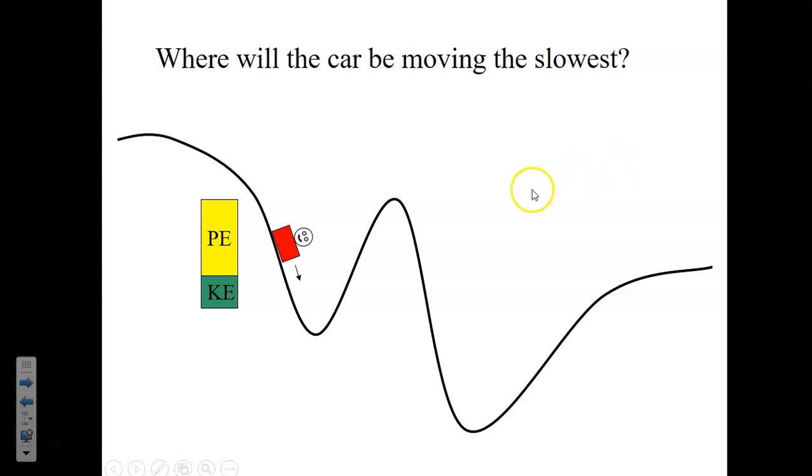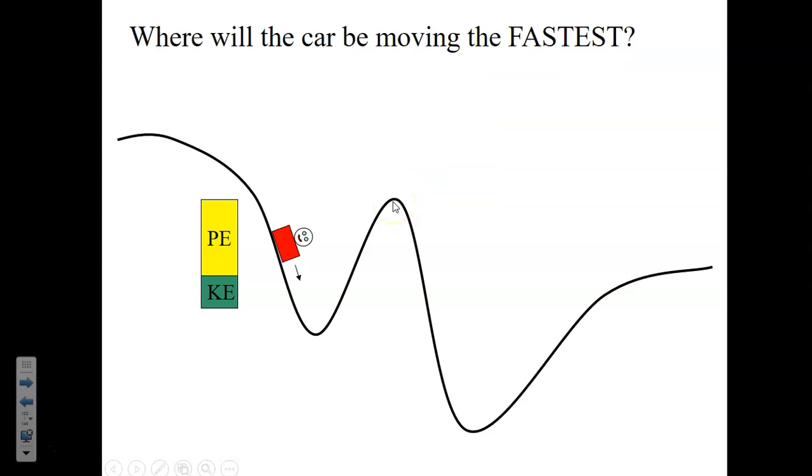So where is this roller coaster going to be moving the slowest? It's going to be moving the slowest at the top of the hill, where it has the most potential energy and the least kinetic energy. Okay, when is this car going to be moving the fastest? Well, at the bottom of the hill, where it has the most kinetic energy and the least potential energy.